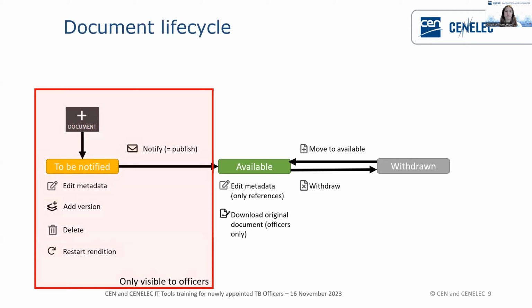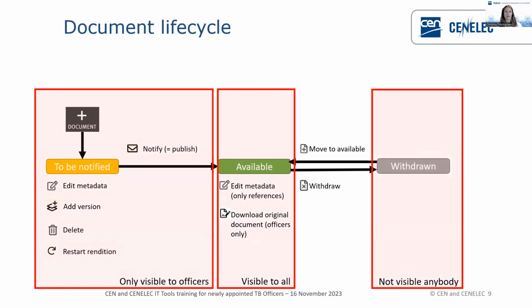In the red box here, we have the stages of the document where it's only visible to the officer. So before you notify a document, it's only visible to you, and you can still delete it. And then here, once it's available, it will be visible to all. And then finally, when it's withdrawn, the document won't be visible to anyone. So you might be able to see that there was a document, but you won't be able to open it. So in that sense, invisible.